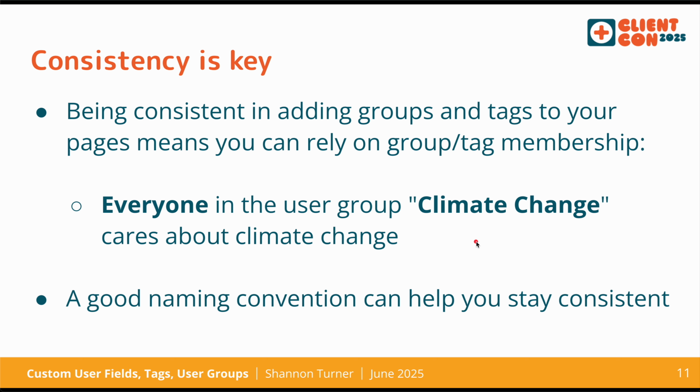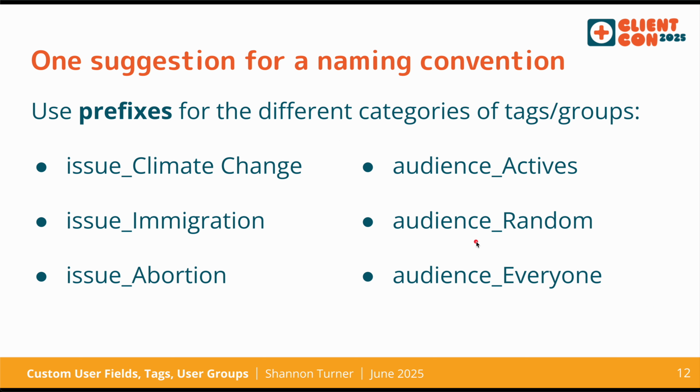So you should make sure that everyone on your list who meets those criteria should have that tag or user group. And a good naming convention can help you stay consistent. So I like to recommend using prefixes for different categories of your tags or groups, because if you group your related tags and groups together, it can be much easier to figure out which ones you have, right?